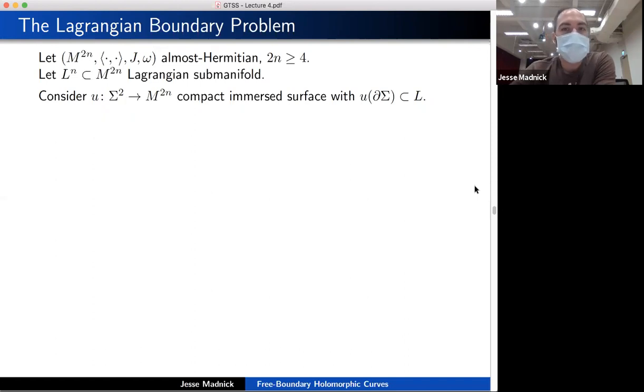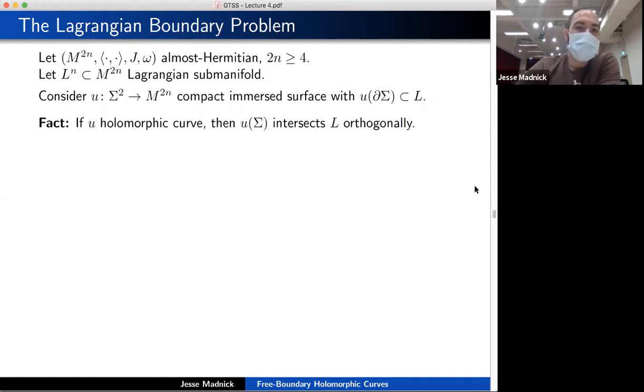One thing that's interesting is that if U is a holomorphic curve, then the intersection with L is automatically orthogonal. This is a one-line argument directly from the definition of holomorphic curve and Lagrangian. This is maybe a nice exercise, in fact. So if you have a holomorphic curve with boundary on a Lagrangian, you automatically get the free boundary part of free boundary minimal surface. The free boundary part comes for free.